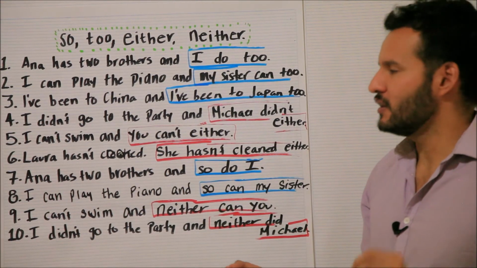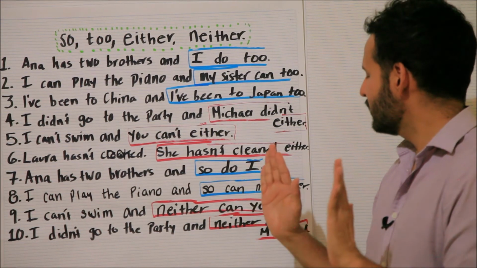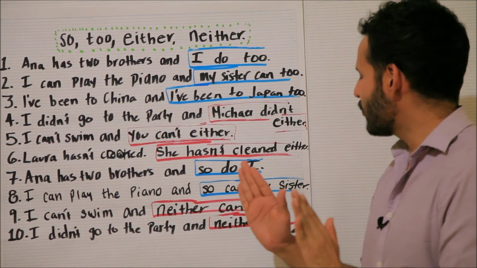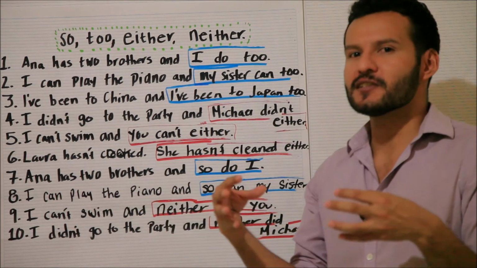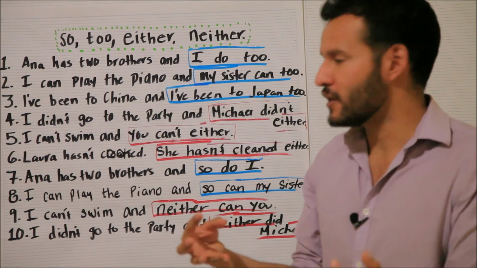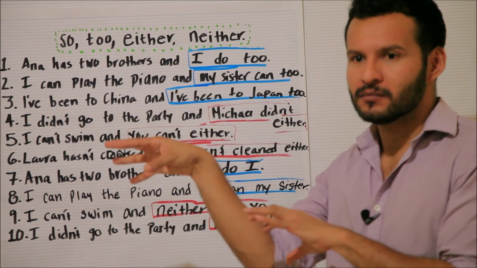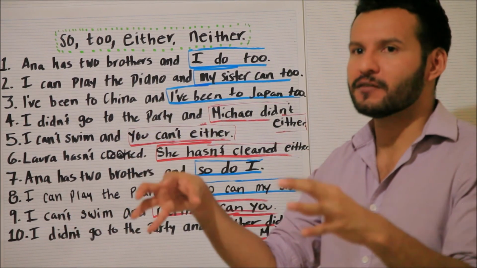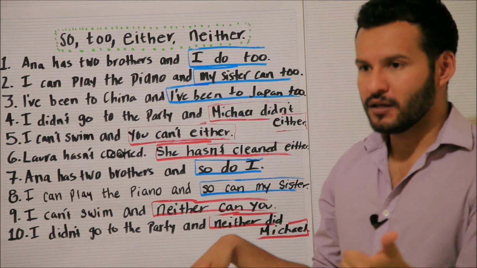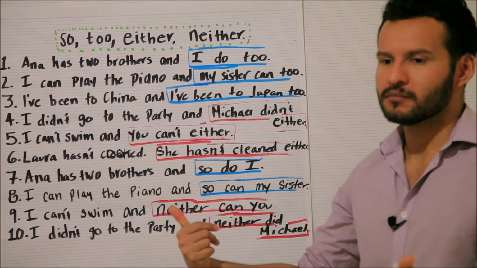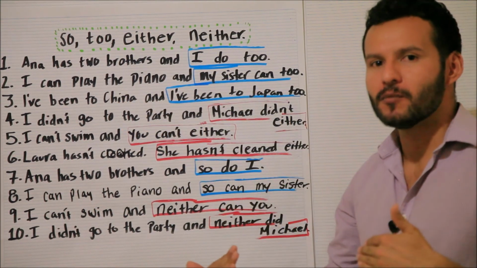And again, with neither, it is very, very important that you only use the word neither if you're showing a similarity between two different subjects. So again, I can't swim, you can't swim. It's the same action, but a different subject. I versus you, it's correct. I didn't go to the party, Michael didn't go to the party. The only thing that is different is the subject, something that Michael and I have in common.